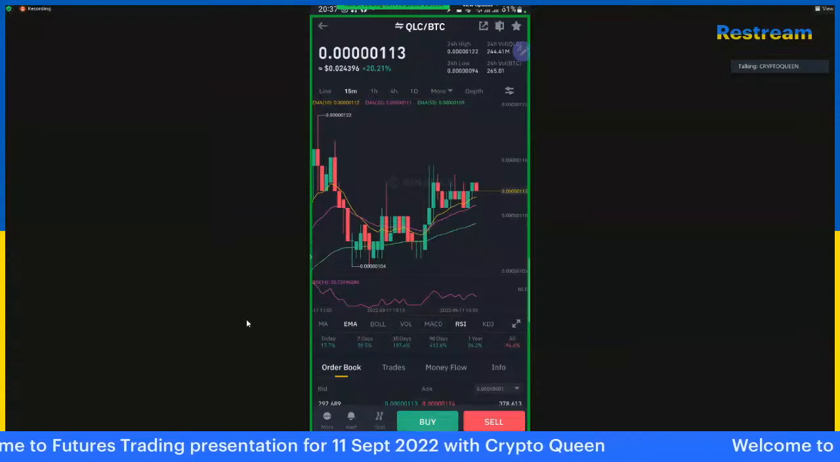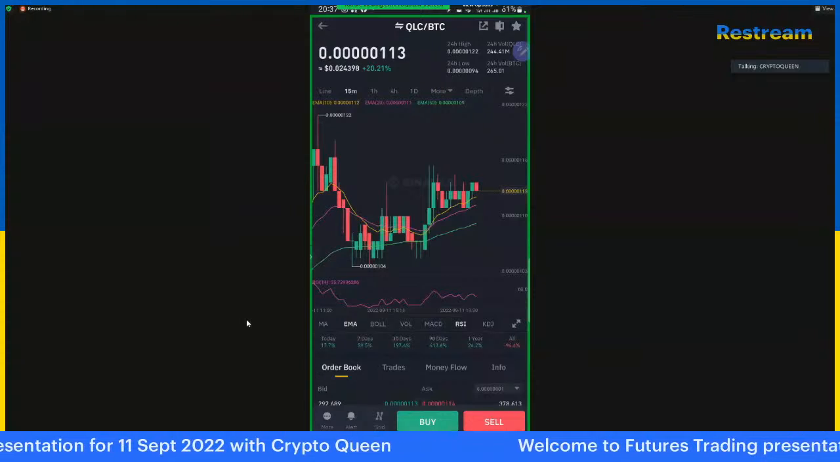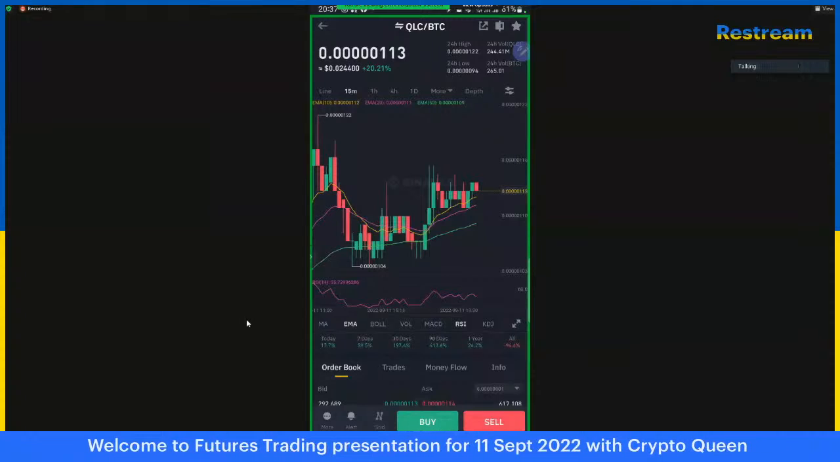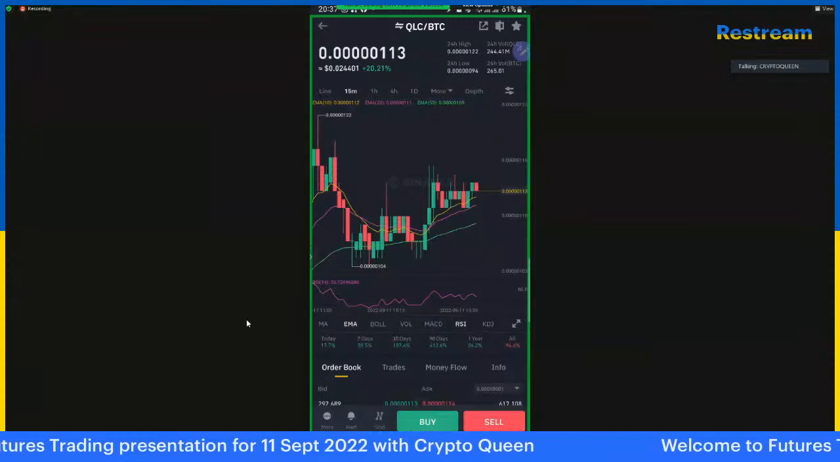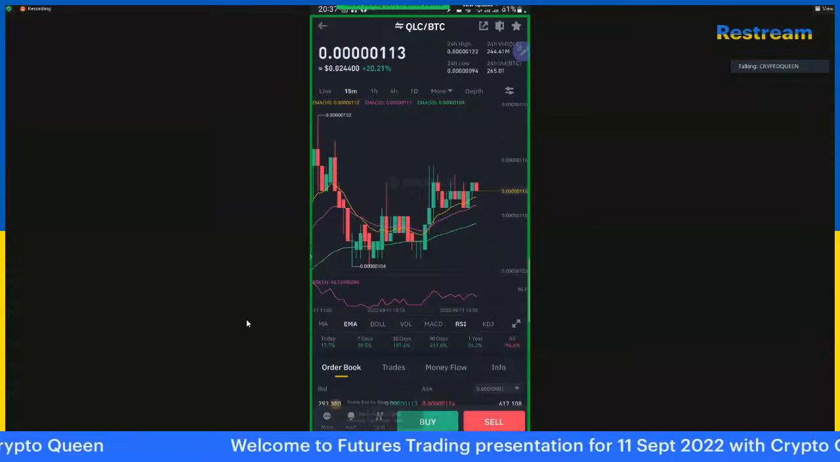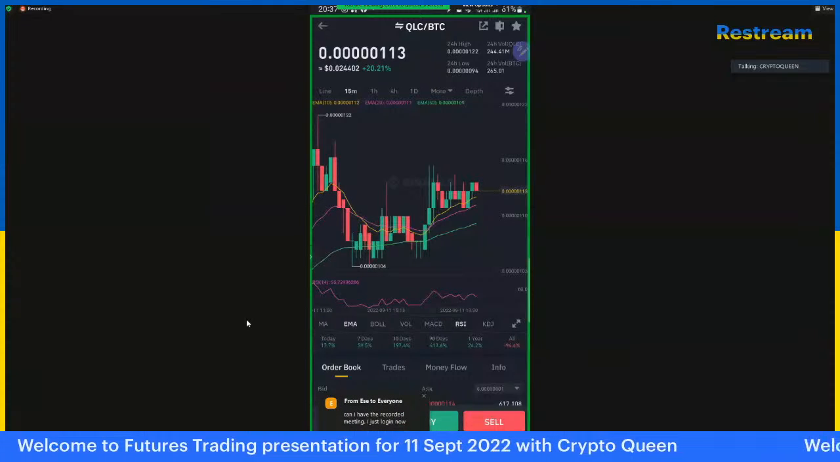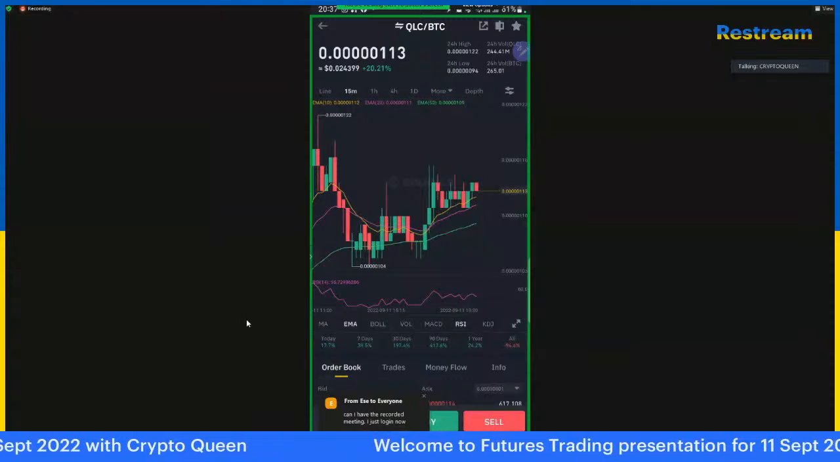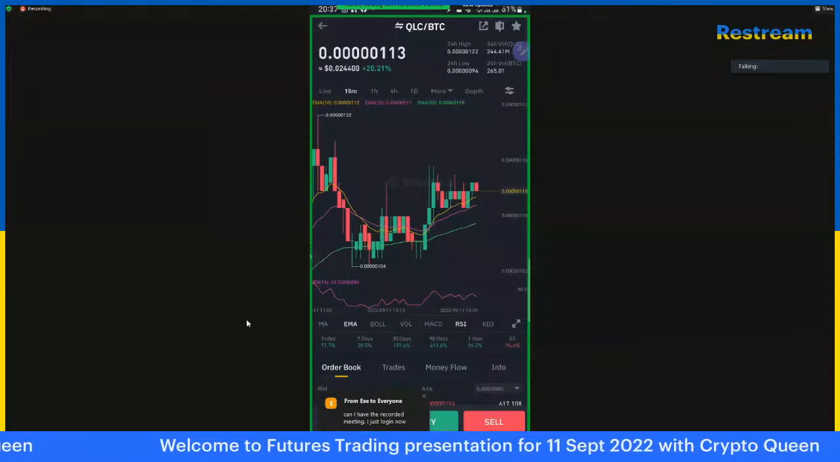All candle closures, all candle opens around 12:59. The 1 day candle opens then. The 30 minutes candle opens then. The 15 minutes candle opens then. The 10 minutes candle opens then. The 5 minutes candle opens then.